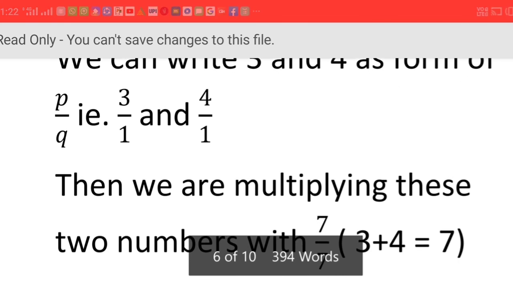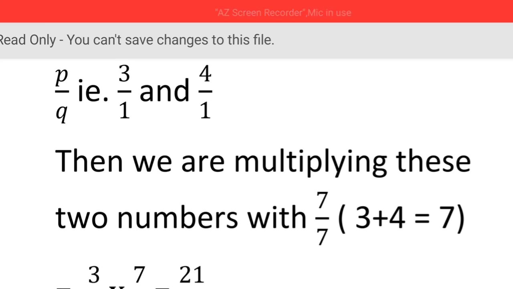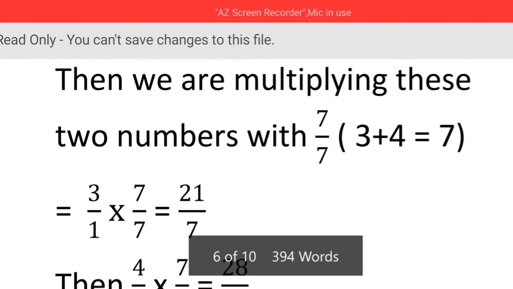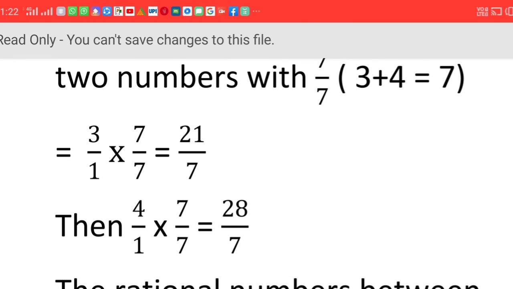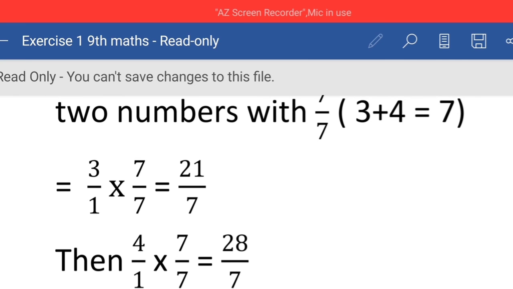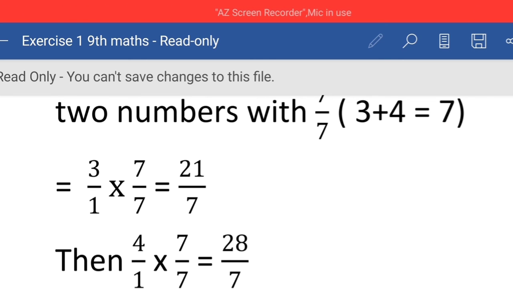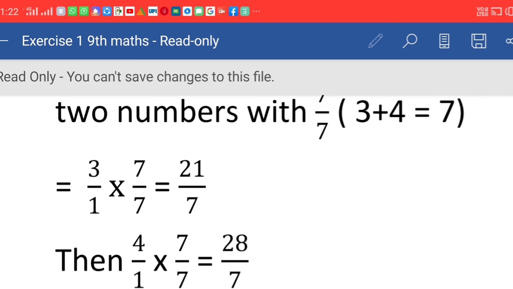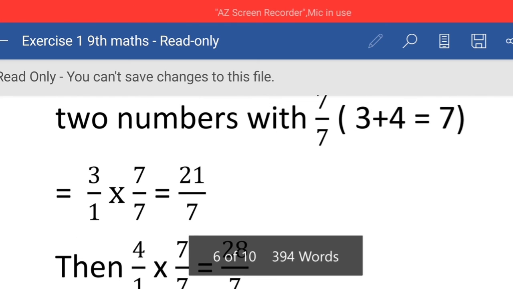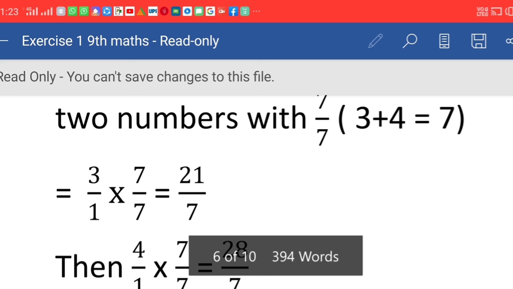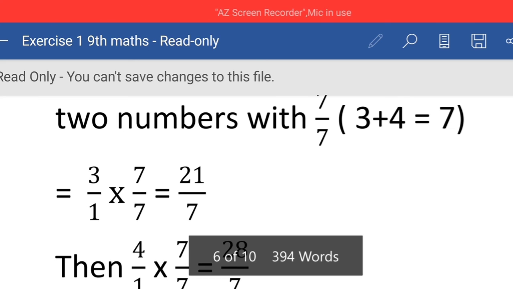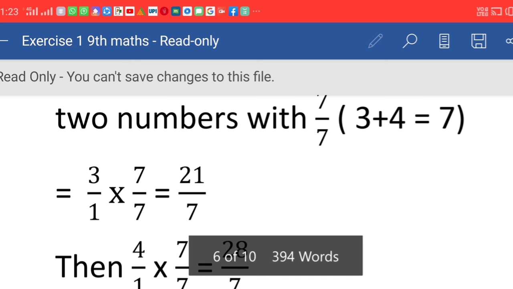So we write in the form of P by Q, that is 3 by 1 and 4 by 1. You know that 3 plus 4 is equal to 7. So we are multiplying 7 by 7 with both 3 by 1 and 4 by 1. Here 3 by 1 multiply 7 by 7. 3 7s are 21 and 1 7s are 7. So you get 21 by 7, which is 3 by 1 only. There is no value change. 3 by 1 is equal to 21 by 7.